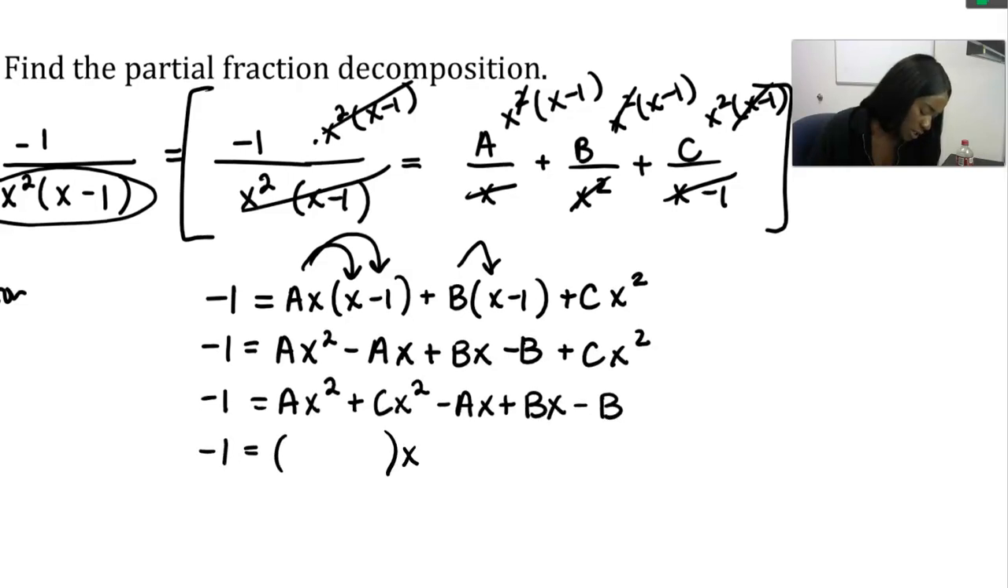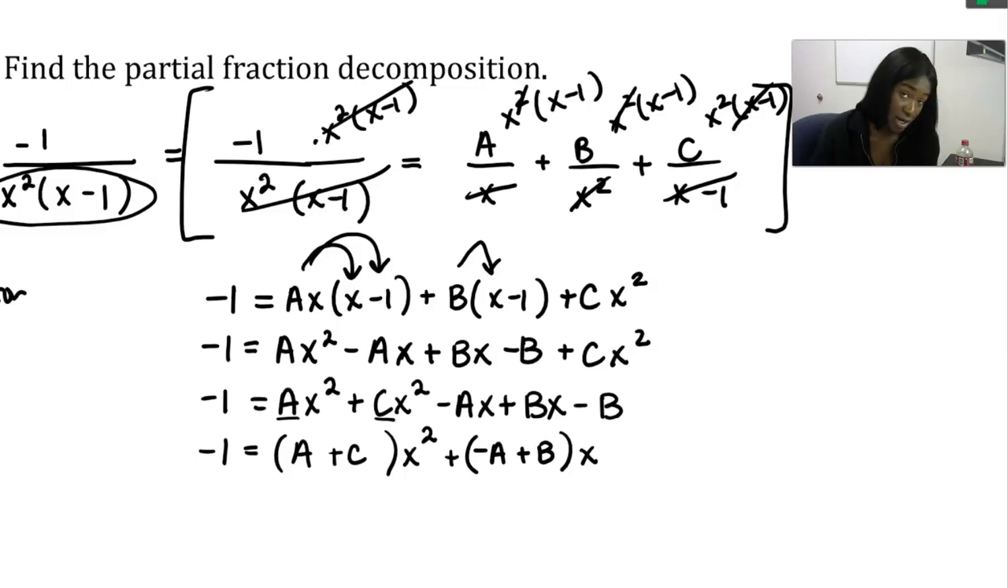So now we have to pull things out. I'm grouping my terms together. For the x squared terms, I'm going to pull the x squared out. That's just going to leave me with an A plus C. For my x terms, I'm going to pull the x out. I'm left with a negative A plus B. Make sure and take that sign with it. And then the constant term is just a negative B.